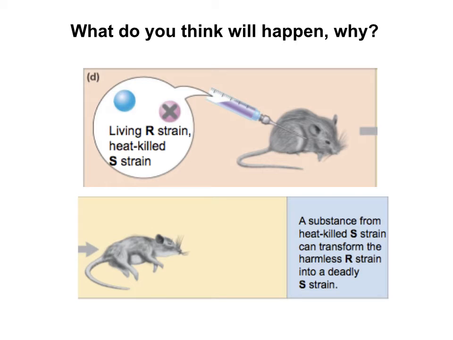The really interesting thing happened when Griffith injected a living R strain and a heat-killed S strain into the mice, mixing both of those. Individually, neither of them killed the mice, right? But together, the mice developed pneumonia and died. So what's going on?